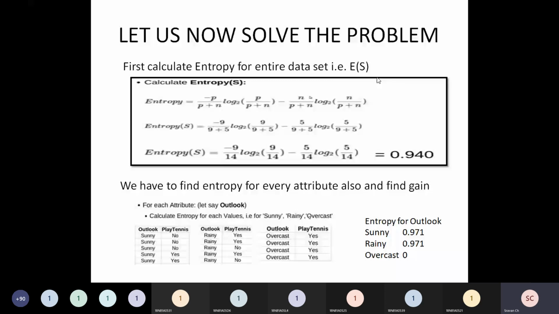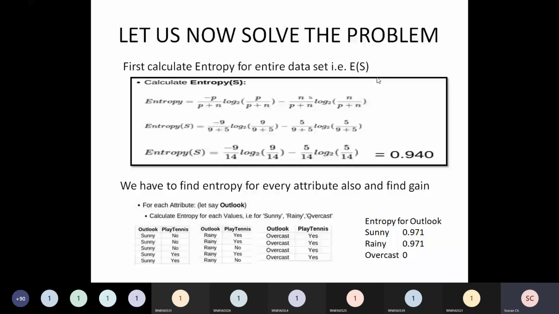Calculating entropy on the entire data set is my first step, in which I got the value of entropy as 0.940. I'll be very happy if you can note all these things on a piece of paper, then it will be easy for you, because we will be using them again and again. Now the first step, calculating entropy, is completed. Now what was our previous step? Information gain.